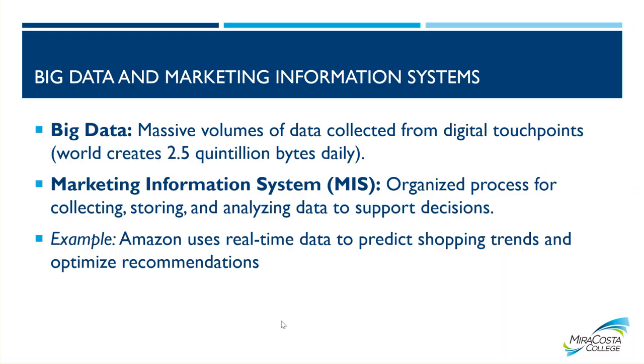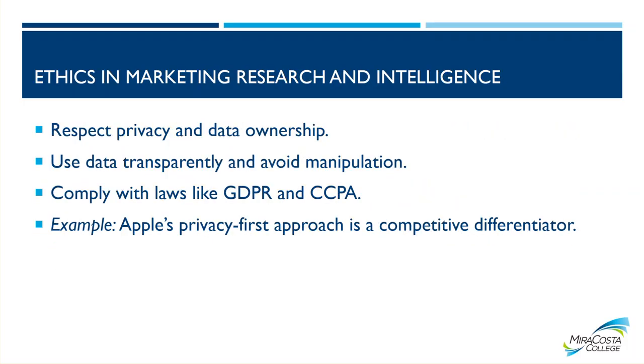Big data and marketing information systems. Big data includes massive volumes of data collected from digital touchpoints. The world creates 2.5 quintillion bytes daily. Marketing information systems, which we also call MIS, are an organized process for collecting, storing, and analyzing data to support decisions. An example of this is how Amazon uses real-time data to predict shopping trends and optimize recommendations. Social media is using this a lot as well.